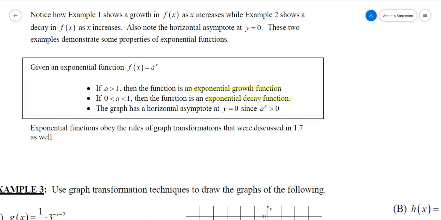Each graph has a horizontal asymptote at y equals 0 since a to the x is greater than 0. Just remember, though, the horizontal asymptote for a growth function is on the left side of the graph only, and for a decay function, it's the right side of the graph only.